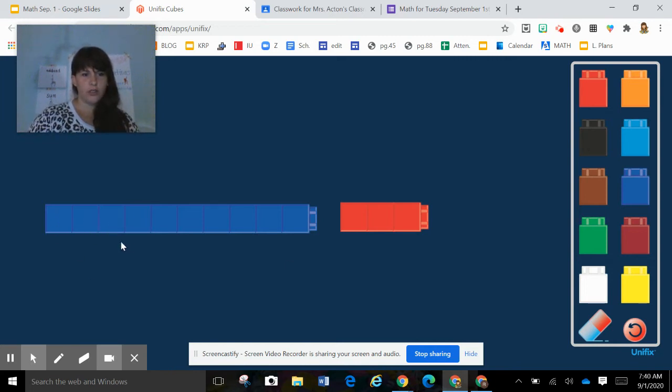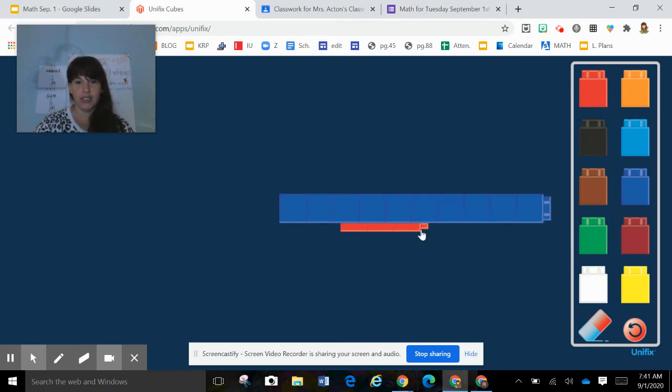1, 2, 3, 4, 5, 6, 7, 8, 9, 10, 11, 12, 13. It does. It still equals 13. You guys, this is not craziness. This is not magic. This is not fourth grade, fifth grade stuff. I didn't take away any Unifix cubes, any blocks. I didn't add any blocks to it. I just switched the 10 and the 3 to make them in different spots.